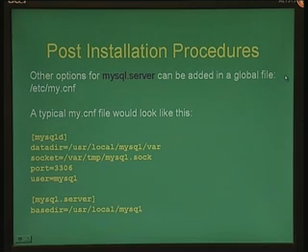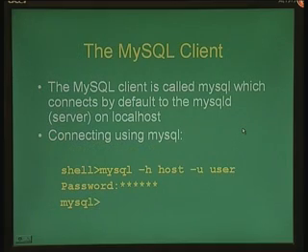There are other options for the MySQL server that can be added in a global configuration file, and this is available in /etc/my.cnf. This is a typical global configuration file which says which is the database directory, which is the socket under which MySQL is connected, which is the port on which MySQL is listening, who is the user owning MySQL, and so on.